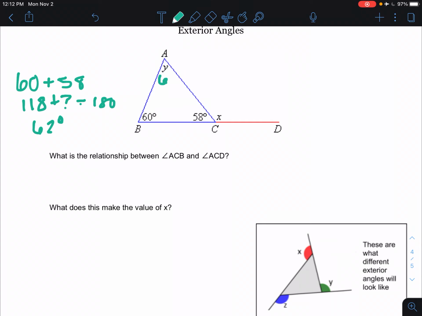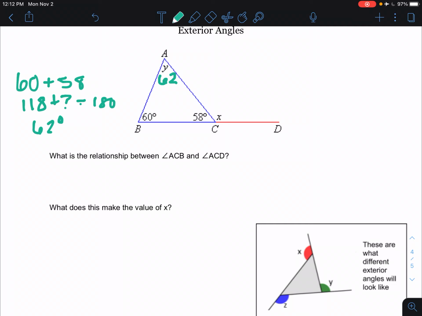So let's fill that in, 62 degrees. And I always like to double check. 60 plus 60 is 120. Another 2 would be 122. Plus 58 is going to be 180. So what does that make x? How can we figure out what x is?